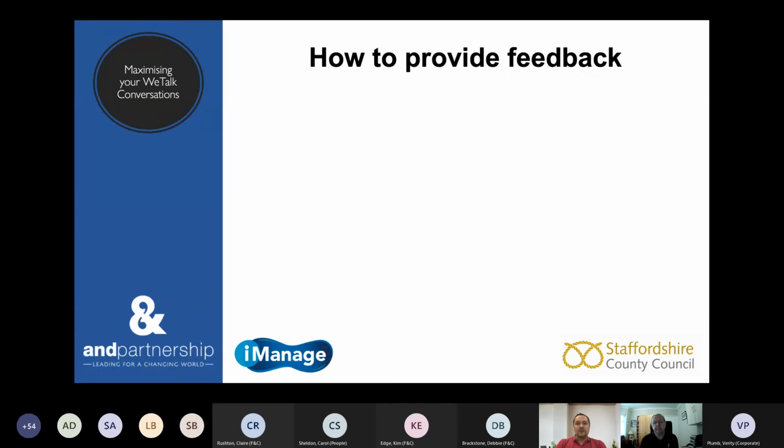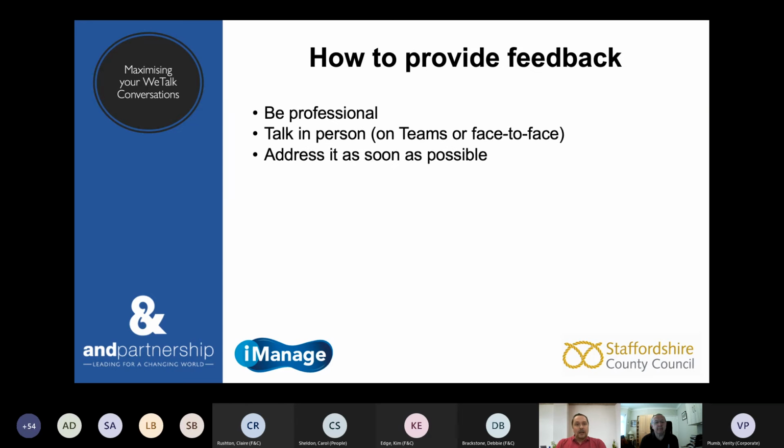And now I just want to move on to providing feedback. Now, for some of you that have been through the I Manage program, particularly module 2, we spend quite a bit of time on how you should provide feedback. So there's lots of different ways to provide feedback effectively. And what we're going to do is just share some bullets now. So they'll keep them coming on the slide.